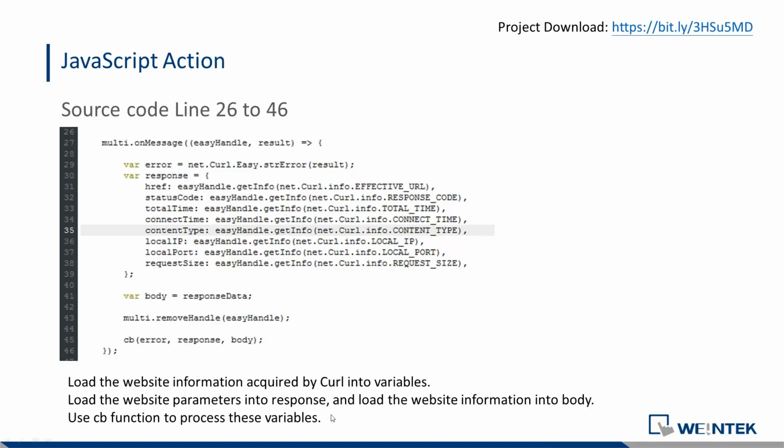And we're going to use the CB function to process these variables. The response variable here will save the parameters of the website, and the body here will save the actual information of this website. And we're going to use CB functions to process these variables.